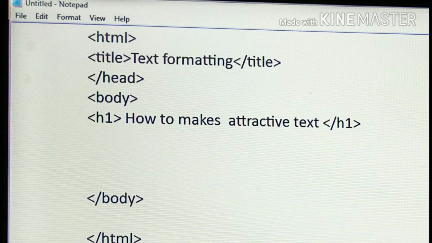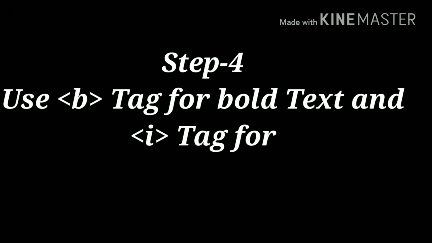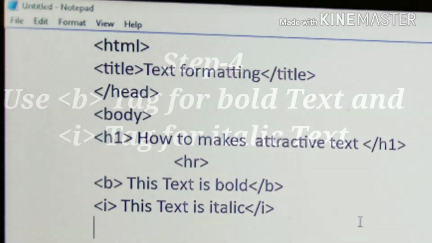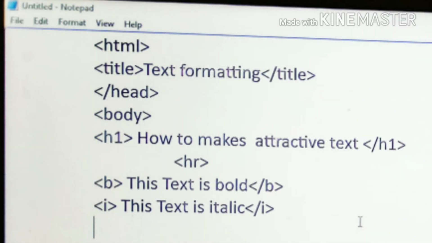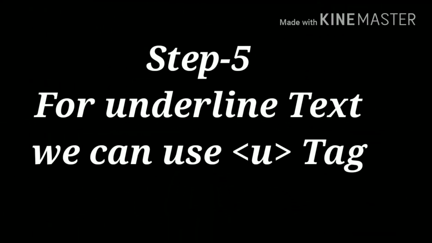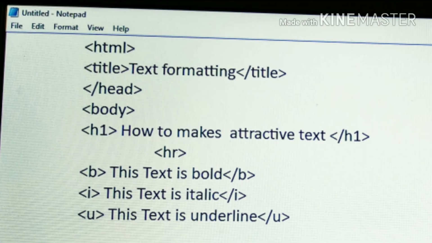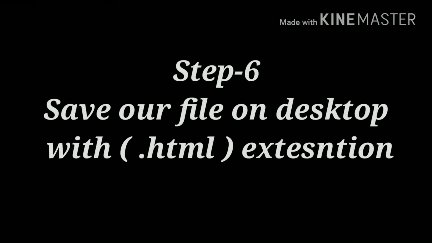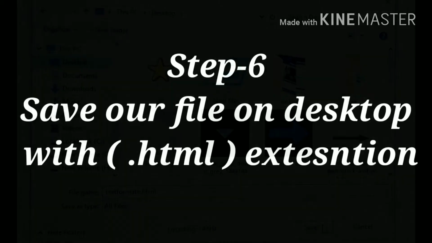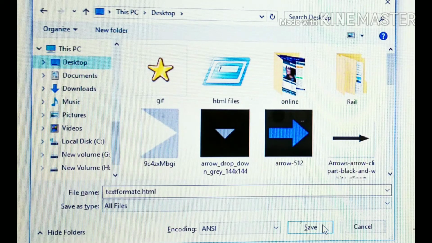And then we can use step 4. Step 4 is use B tag for bold text and I tag for italic text. After then we can use U tag for underline text. And then we can reach our next step. Step 6. Save our file on desktop with .html extension.